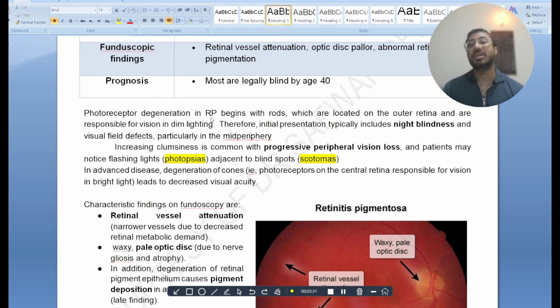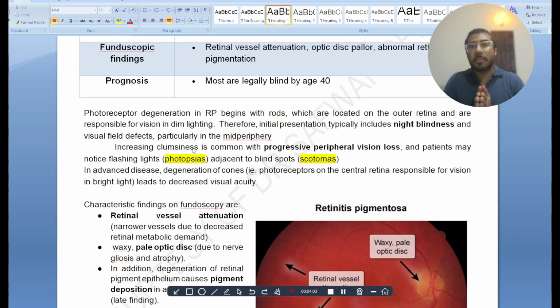Photoreceptor degeneration in RP begins with rods, which are located on the outer retina. That's why the initial loss of peripheral vision. And they are responsible for vision in dim lighting. That's why the night blindness. Therefore, initial presentation is typically night blindness and visual field defects, particularly in the mid periphery, and increasing clumsiness. So if you ask the patient, how is the patient gonna say? The patient is gonna say, when it turns dark, I have a hard time seeing, especially in the periphery.